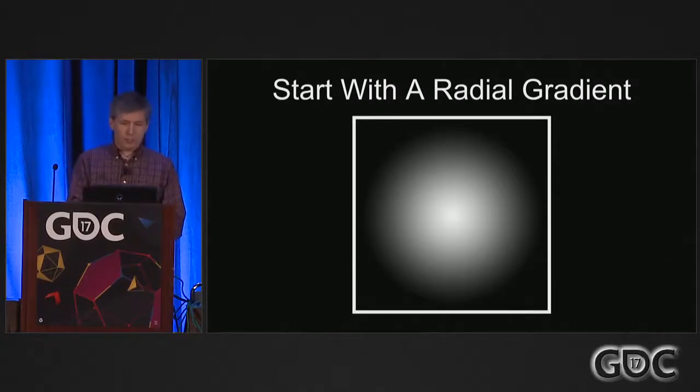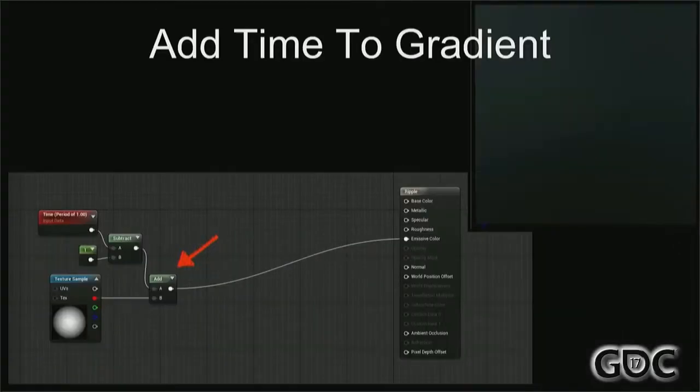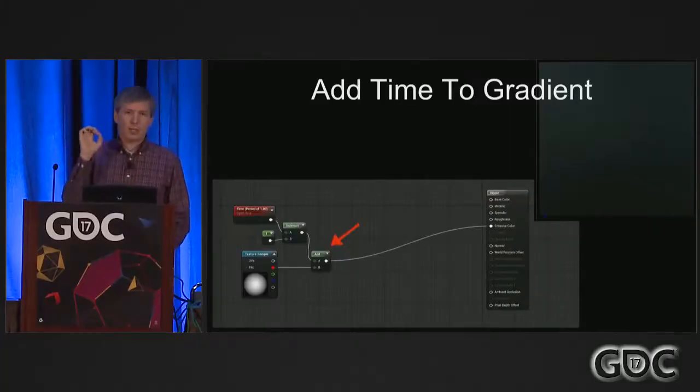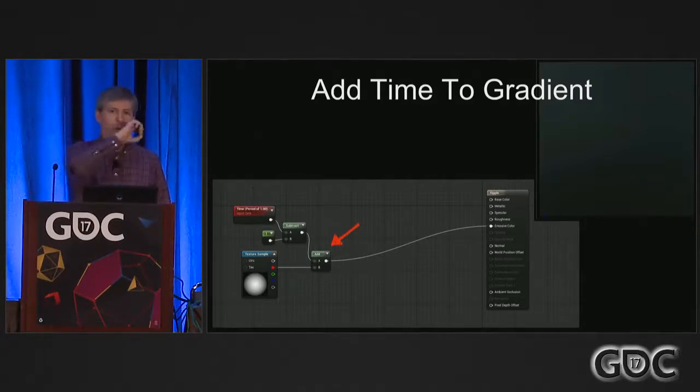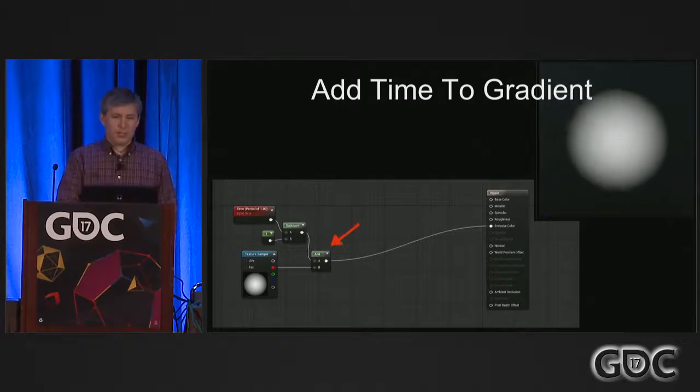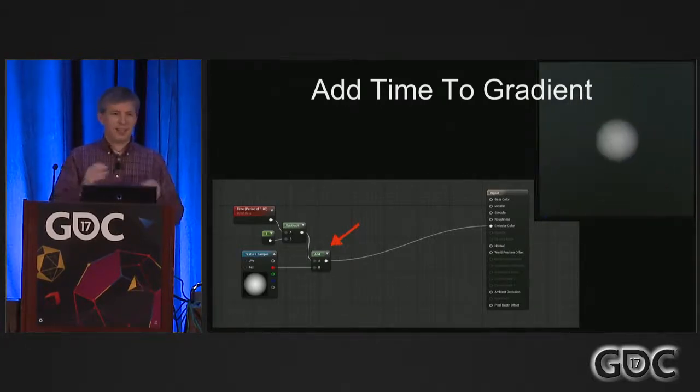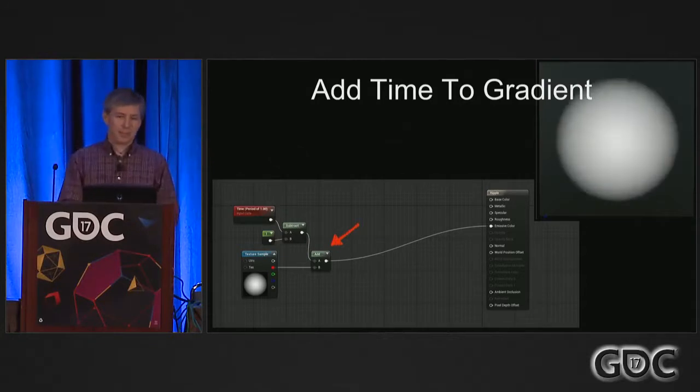So the first thing that I want to do is figure out how to make this radial gradient grow from the center and kind of reveal itself. And so what I'm going to do there is take time. And in this case, my time node is cycling between 0 and 1. So it goes from 0 to 1 and back to 0 to 1 like that. And I'm going to subtract 1 from it. So now, instead of going 0 to 1, 0 to 1, it's going -1 to 0, -1 to 0, -1 to 0. And then I'm going to add that to my texture. So when I do that, I get my radial gradient growing from the middle.